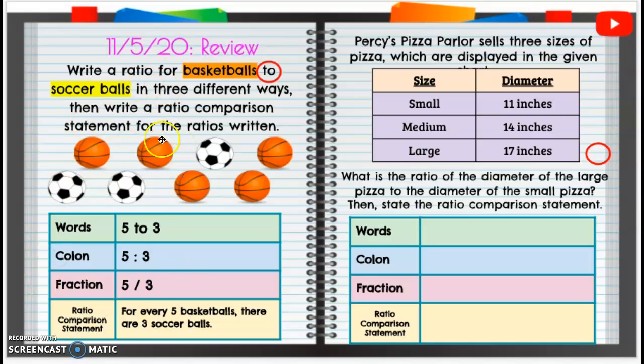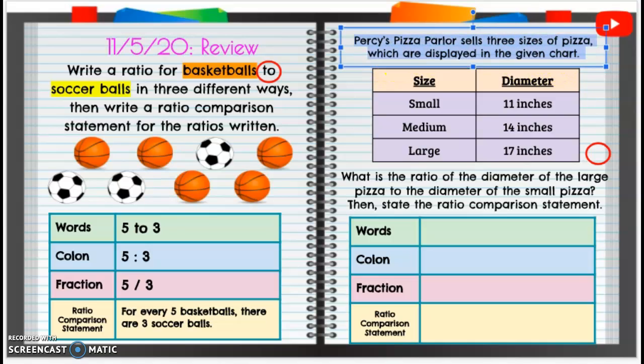All right, that's it for that one. Let's take a look at over here, Percy's Pizza Parlor. All right, so Percy's Pizza Parlor sells 3 sizes of pizza, which are displayed in the given table. Or the given chart. There we go. All right, so here's the size of the pizza, small, medium, large. Here's the diameter. That means when you have your circle pizza from one side to the other, directly across, that's your diameter. So what is the ratio of the diameter of the large pizza to the diameter of the small pizza? Then state the ratio comparison statement.